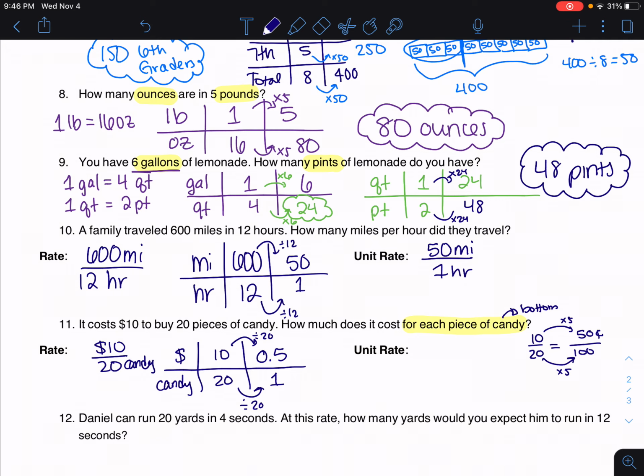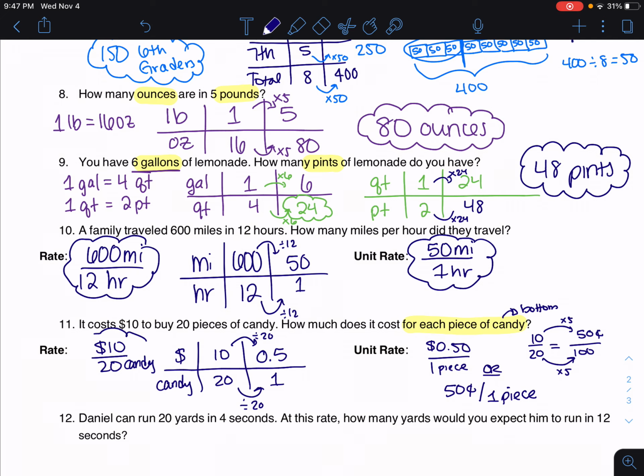So I can either write this as $0.50 for one piece of candy, or I can write 50 cents for one piece. Either way is correct. So you need both of these answers on each of these. You need the rate and the unit rate. Order matters. Units matter. So making sure that the correct value is on the bottom is really important.